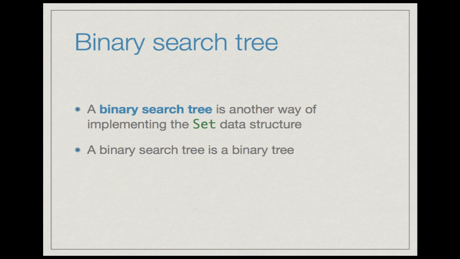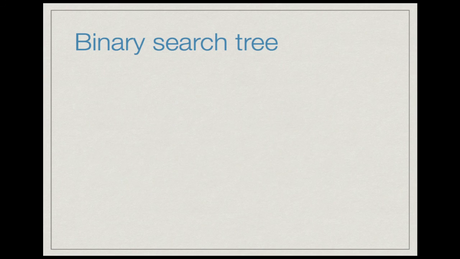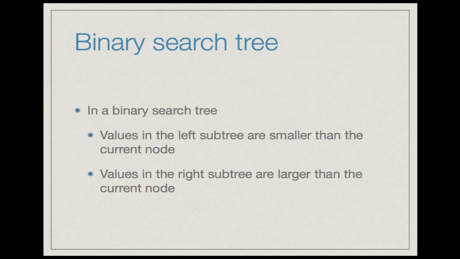A binary search tree is just a binary tree that we discussed in the last lecture. It stores values of type A where A belongs to the type class Ord. So a binary search tree makes sense only for values that can be ordered. The crucial property of the binary search tree is that at any node, values in the left subtree are smaller than the current node and values in the right subtree are larger than the current node. And this holds true for every node in the binary search tree.